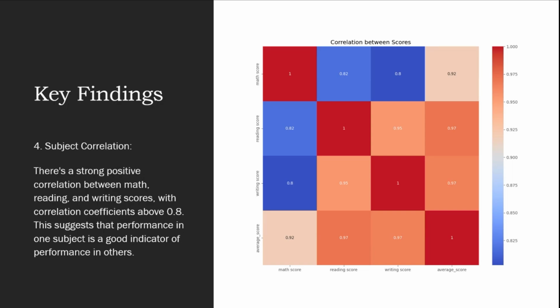Thank you, Ibrahim. Continuing with our key findings, we discover a strong positive correlation between math, reading, and writing scores, with correlation coefficients above 0.8. This suggests that performance in one subject is a good indicator of performance in others.